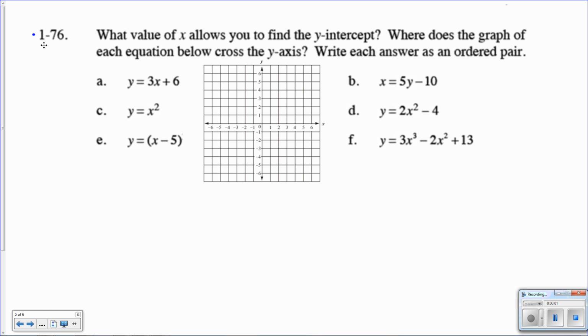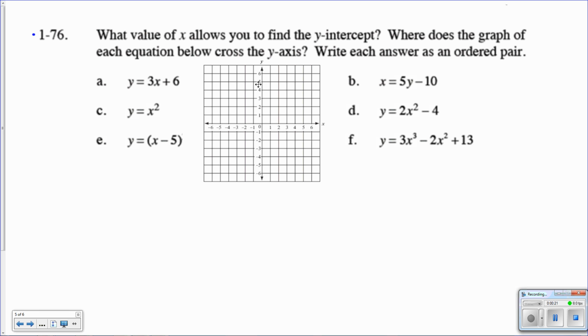Problem 1-76. What value of x allows you to find the y-intercept? Where does the graph of each equation below cross the y-axis? Write each answer as an ordered pair. Let's answer the first question here. What value of x allows you to find the y-intercept?